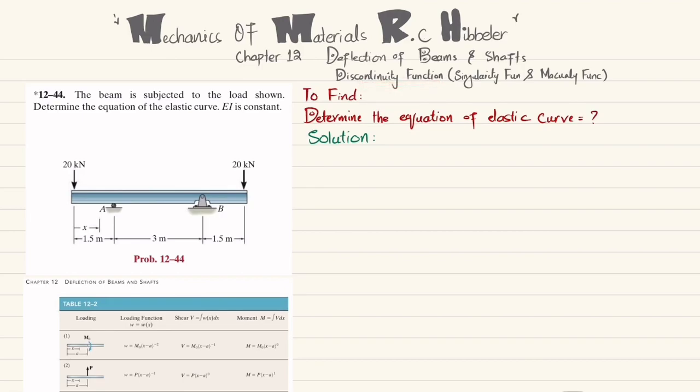So first step is that if you remove this support at point A, you will have a reaction force which is represented as RA, and if you remove this pin support at point B, you'll have a reaction force RB. So we'll find this RA and RB by using equations of equilibrium.